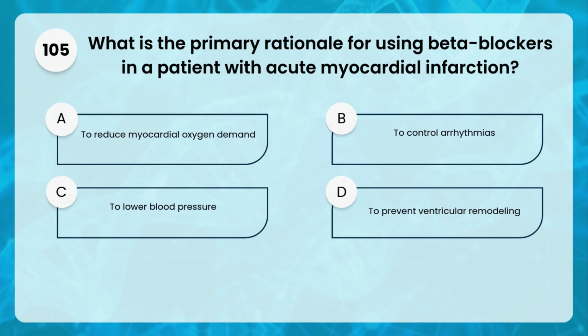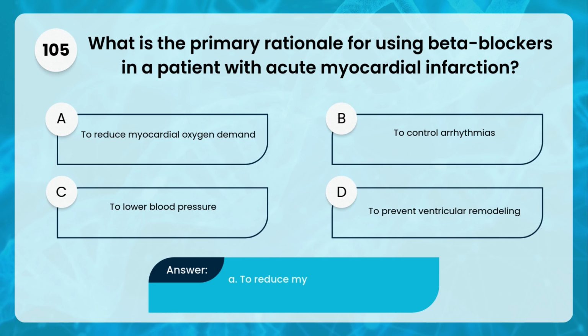A. To reduce myocardial oxygen demand. B. To control arrhythmias. C. To lower blood pressure. Or D. To prevent ventricular remodeling. The answer is A. To reduce myocardial oxygen demand.